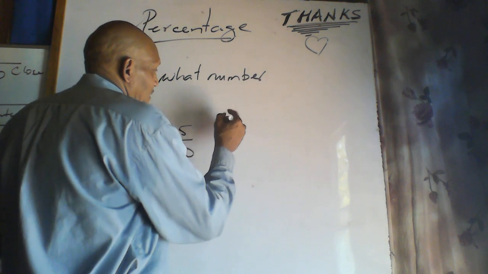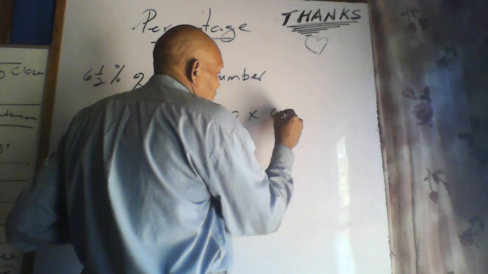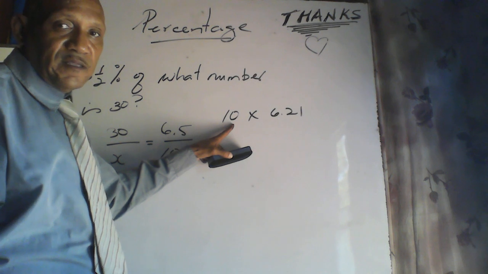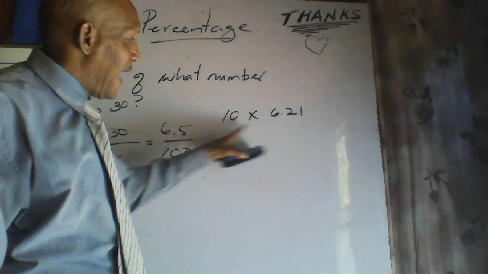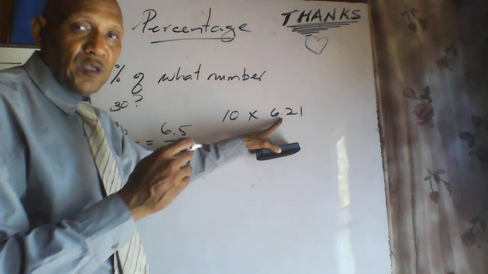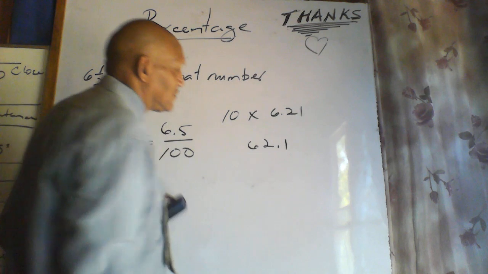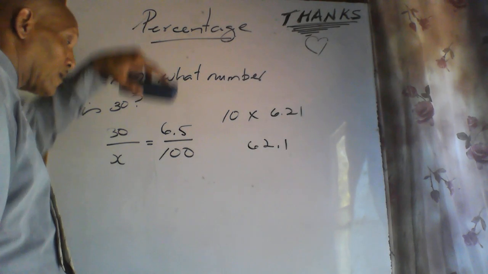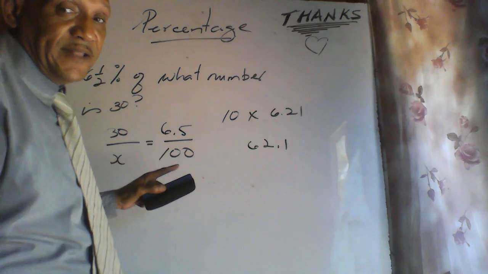If I have 10 times 6.21, 10 has 1 zero. I move the decimal place 1 place to the right, so it becomes 62.1. Please remember that.